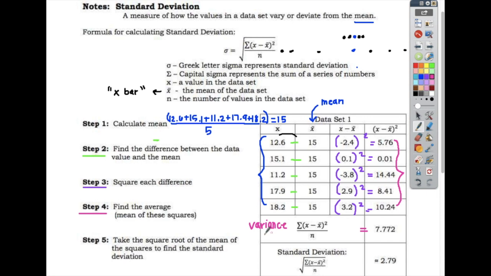And you might get some problems that ask you to solve for the variance. So when it says that, then you just stop here. You found the variance. Our variance on this problem is 7.772, and that's it.